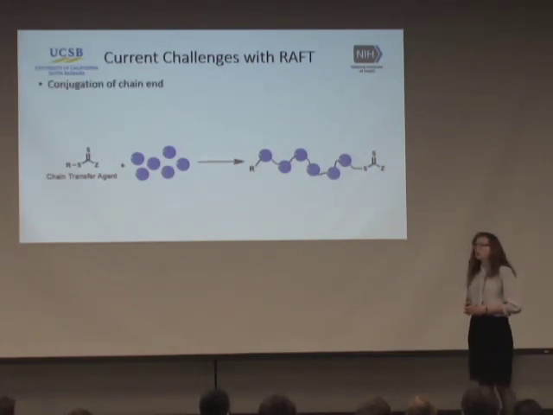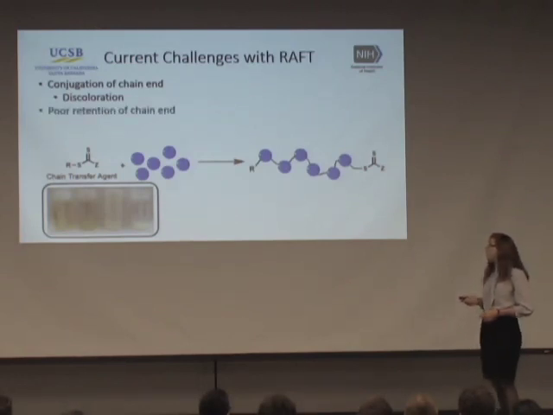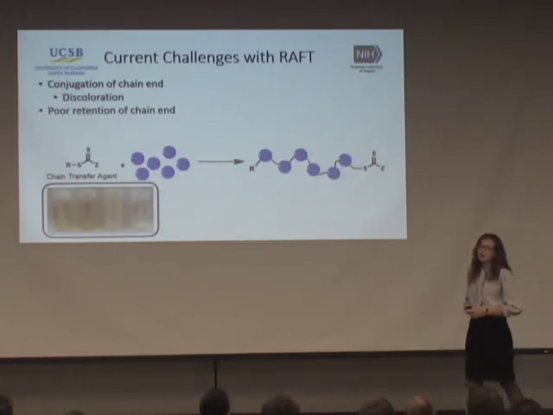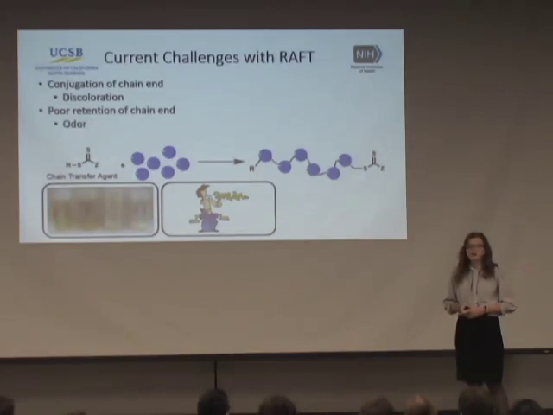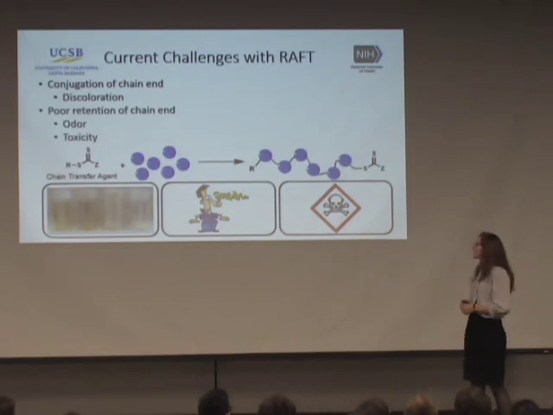So this leads to conjugation, which ultimately leads to discoloration, often yellow, which may be an undesirable characteristic if this is to be used in commercial products. It also can decompose quite readily, leading to poor retention of the chain end. And when these decompose and come off, there can be odors, since thiol-containing compounds can be extremely smelly. They can also lead to toxicity if these are used with living organisms.